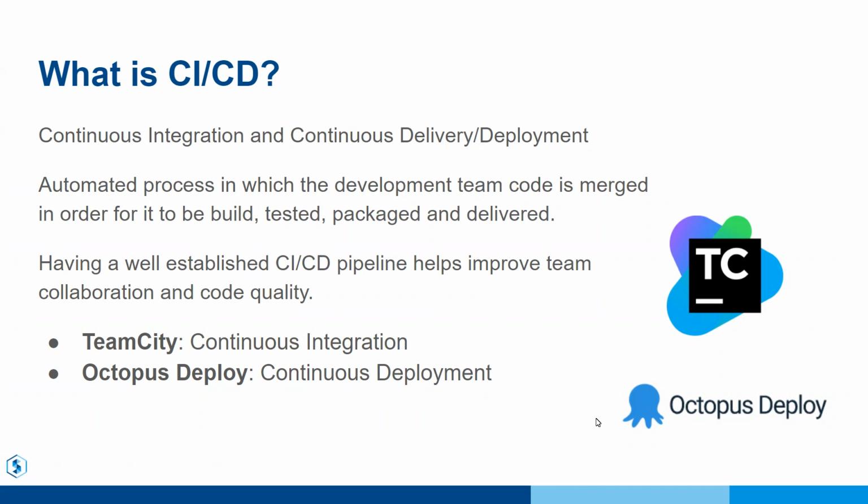It's the automated process in which the development team's code is merged in order for it to be built, tested, packaged, and delivered. And having a well-established CI/CD pipeline helps improve team collaboration and code quality. I think the majority in Simpat work with Azure DevOps, but with our client Texture, we use TeamCity and Octopus. So TeamCity is the continuous integration tool, and Octopus Deploy is the continuous deployment tool we use.